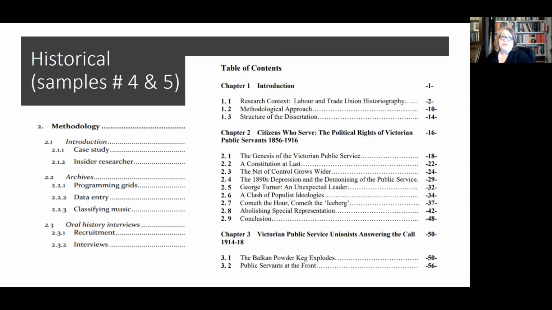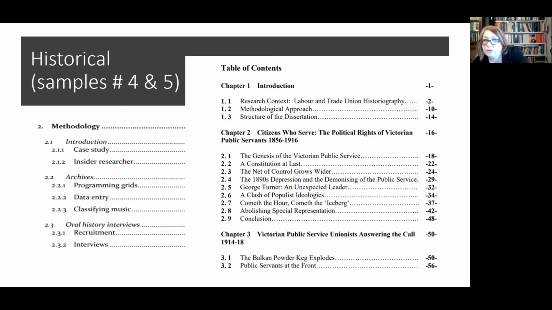So her methodology section in the contents page is quite simple, but it's great to see she's actually then used basically three methods. She's used case study, she's used archival research, and she's used oral history. So she has gone into detail about each of those three as part of her overall methodology.